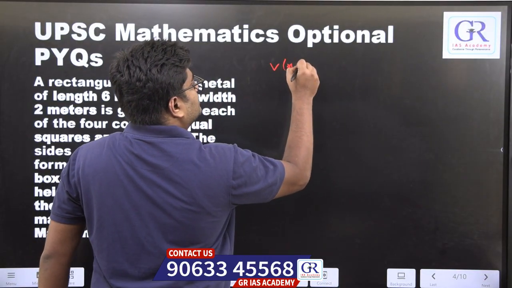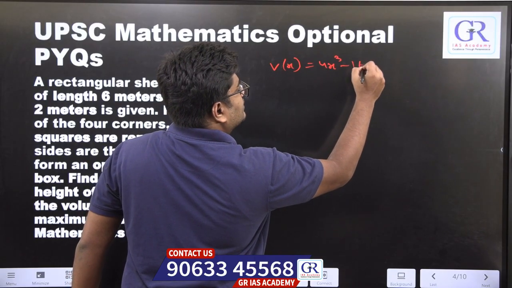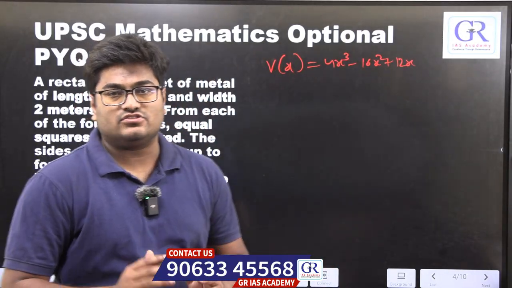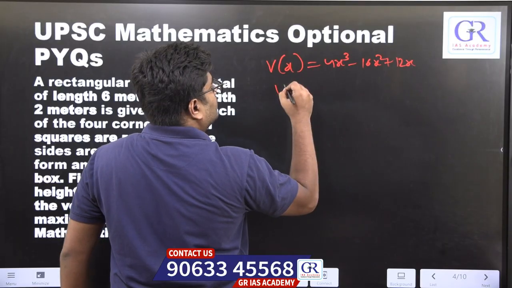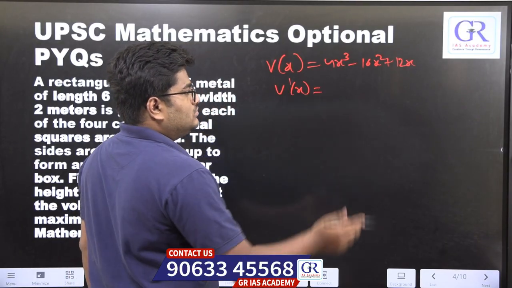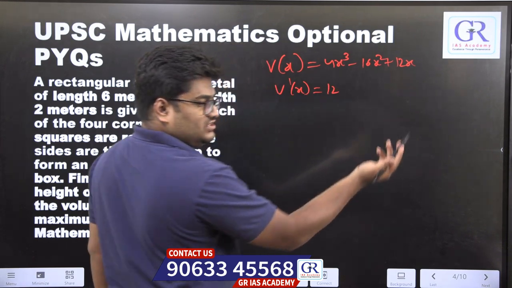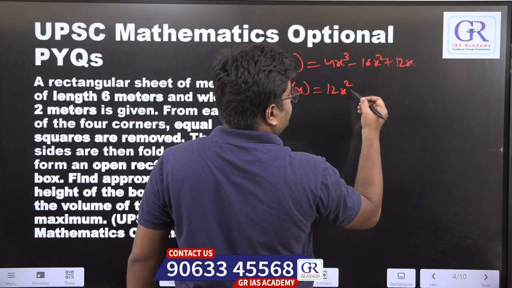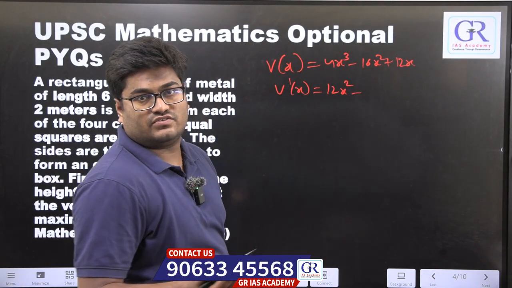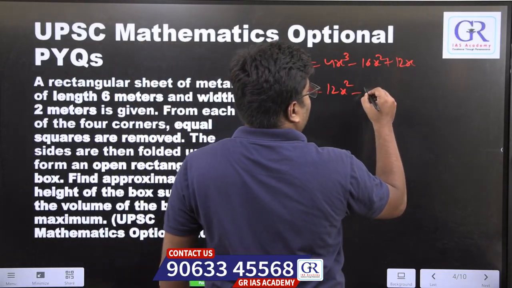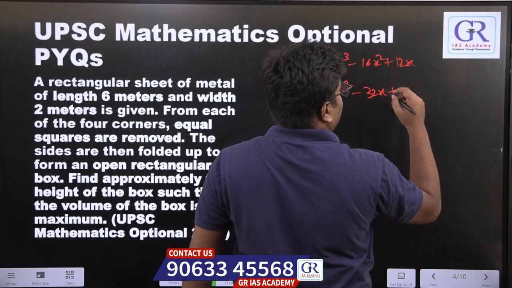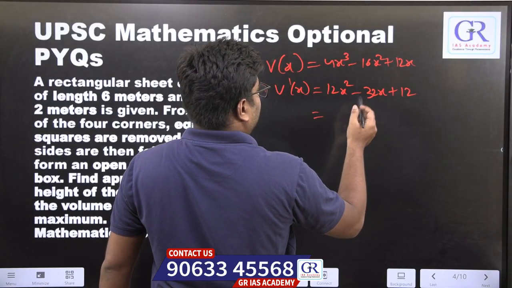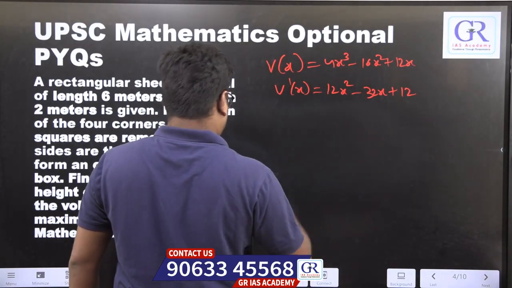We have V of x equals 4x cube minus 16x square plus 12x, which is the volume function. V dash of x equals: the derivative of 4x cube is 4 into 3, which is 12x square. Similarly, the derivative of x square is 2x, so minus 32x, and plus 12, because dx by dx is 1. So we got the first derivative of the volume function.